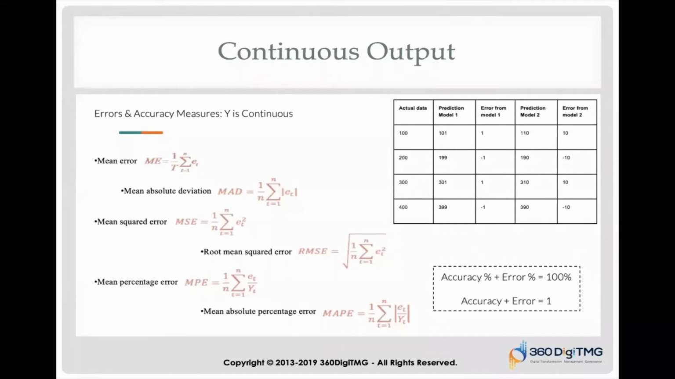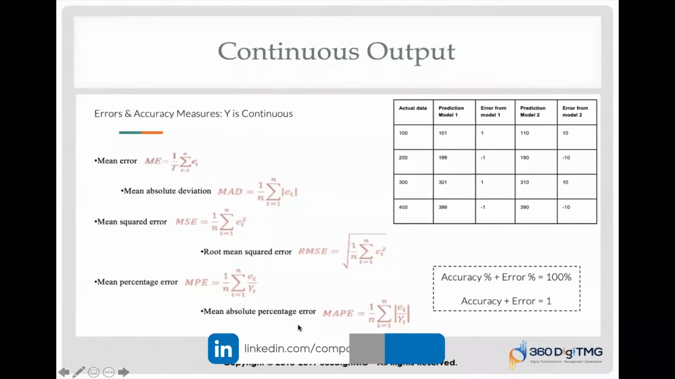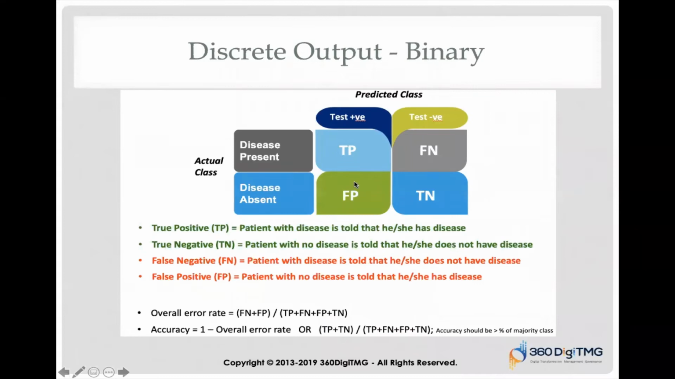And then we discussed these. If the output variable is continuous, you can measure the error using mean error, mean absolute deviation, mean squared error, root mean squared error, mean percentage error, mean absolute percentage error, and so on. Error percentage plus accuracy percentage should be equivalent to 100%, and accuracy plus error should be equal to 1. Either of these can be used.